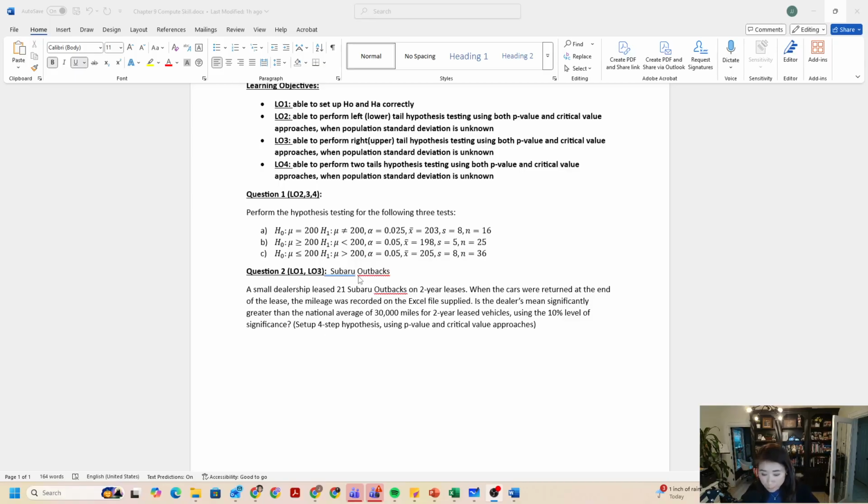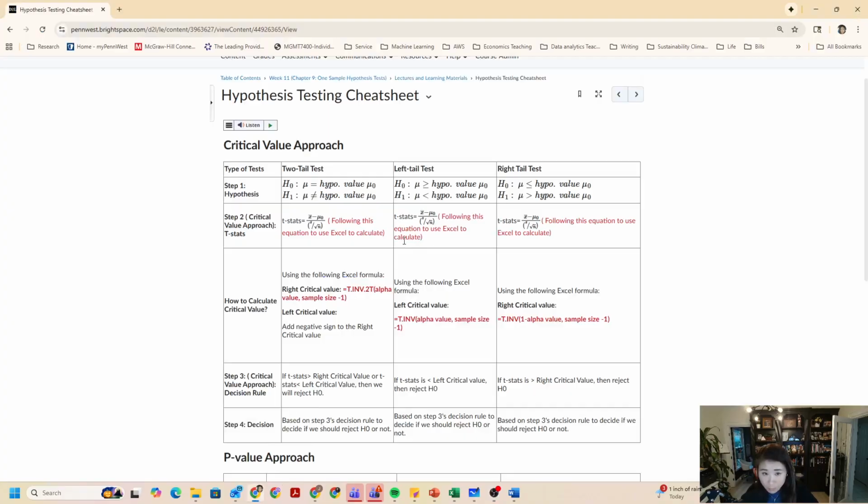As we walk through this problem, I also want to call out a very helpful tool Dr. Jiang developed on D2L. I highly recommend you use this to help you on your homework assignment and get really familiar with it, so that when you get into our exam, you already know how to use it. It is under this week's chapter 9.1 sample hypothesis testing lecture and learning material, and there you'll see the hypothesis testing cheat sheet. This is a very helpful tool. You can even just print it out.